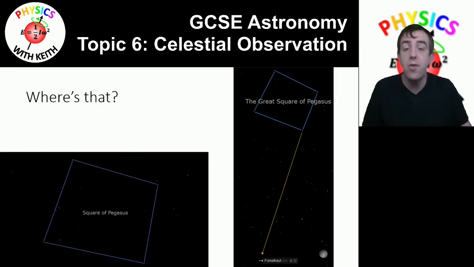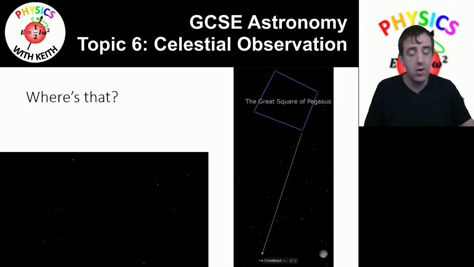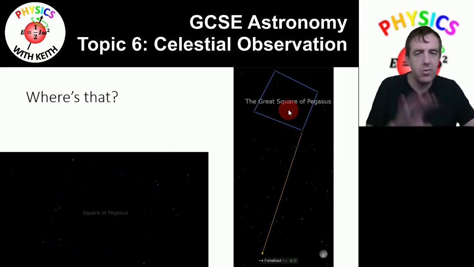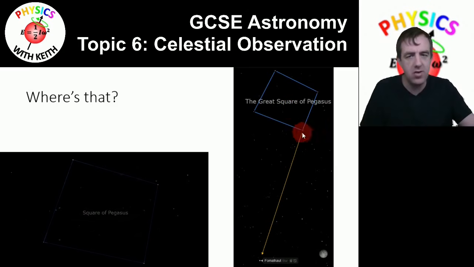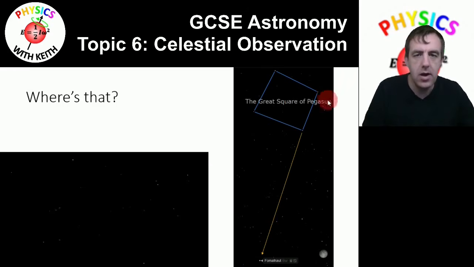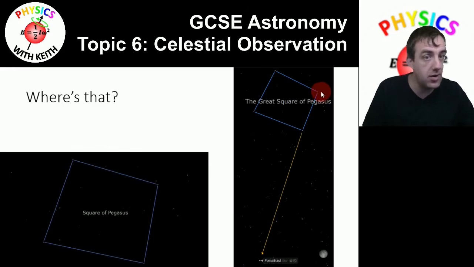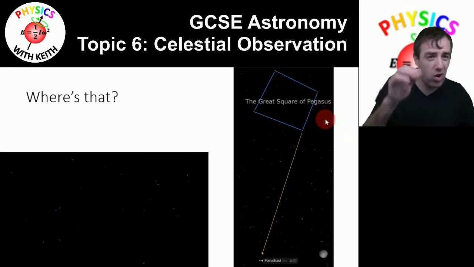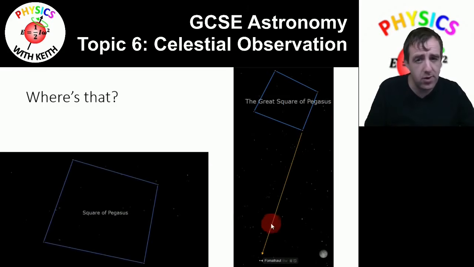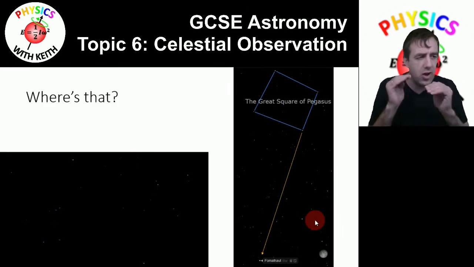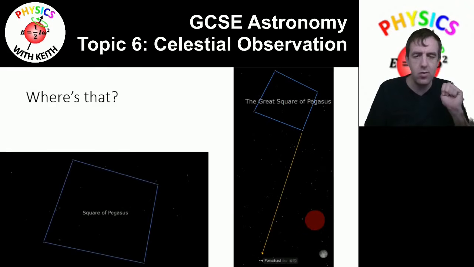You can also find Fomalhaut from the Great Square of Pegasus. So I've kept the Great Square of Pegasus the same orientation here. Fomalhaut is down here, and here is that red star we talked about earlier. This time we go clockwise and then follow that straight line down. It's quite a long way. Fomalhaut is just above the horizon when you're in the northern hemisphere.